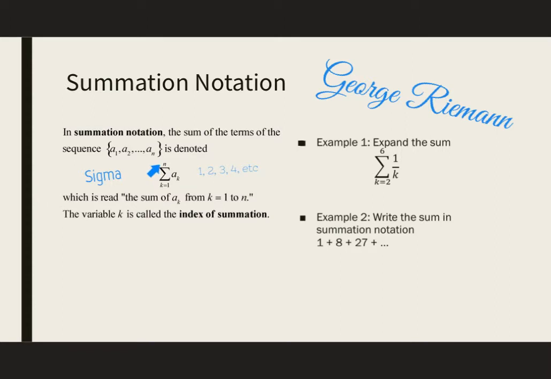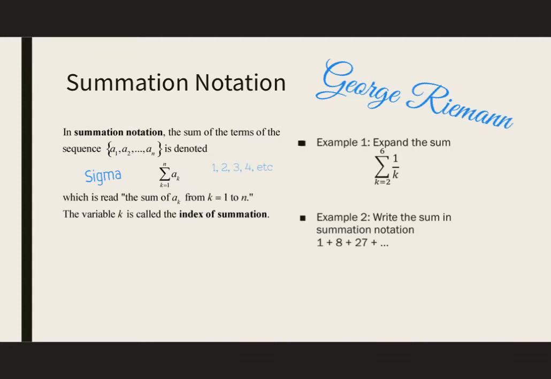And then that Riemann sum is basically taking the sum of all of the terms in the sequence a sub k. So it's read the sum of a sub k from k equals 1 to n. Note that the n doesn't tell you how many things to add up. It tells you the last number to plug in to the sequence. Let's do some examples together, and I recommend that you write these down.